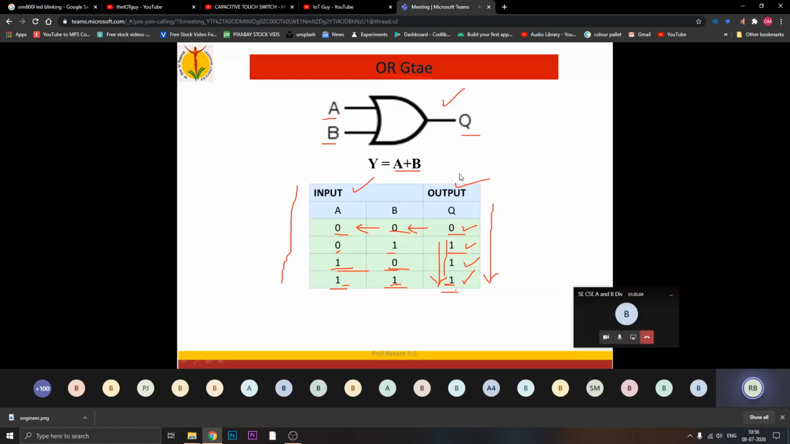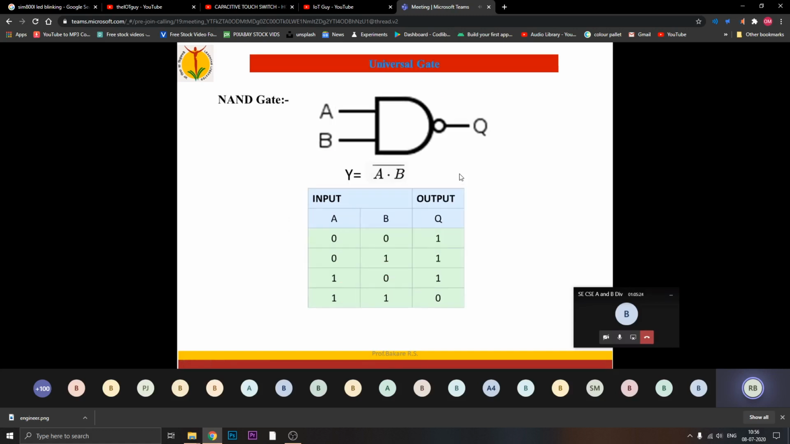The basic gates contain the NOT, the AND, and the OR. So we covered NOT, AND, and OR gate. I hope, dear students, all of you understand these basic gates. Now I move to the next slide, the next gate, which is the universal gate. Can all of you see the next slide, universal gate? Yes, sir. Okay, fine, thank you.